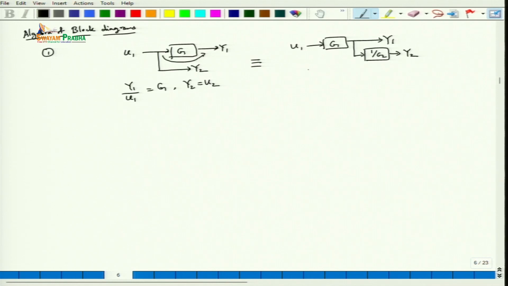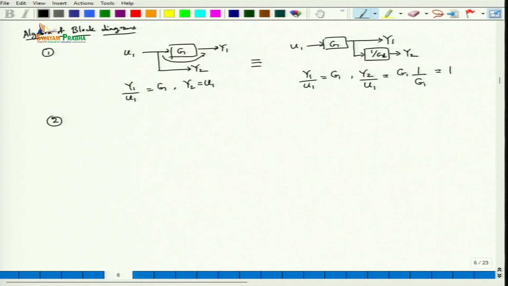So if we look at this first one, we get y1 by u1 is equal to G1, and y2 by u2 should be G1. So it will be G1 into 1 plus G1 times 1 divided by G1 here, so we'll get 1. So if you see, both the relations are the same.